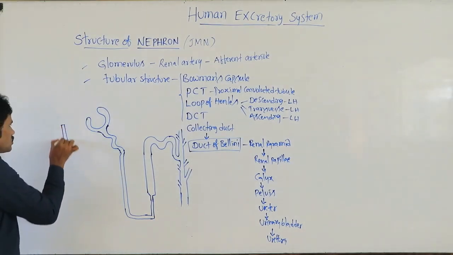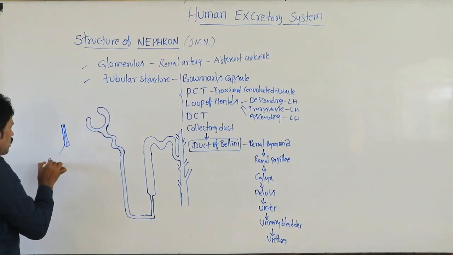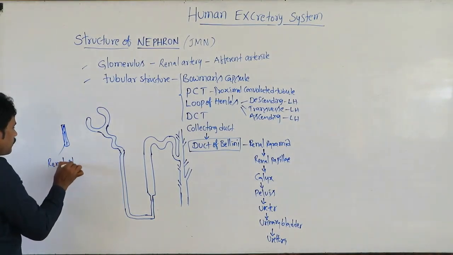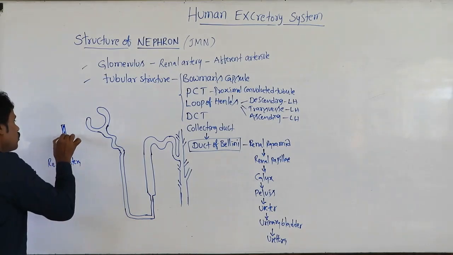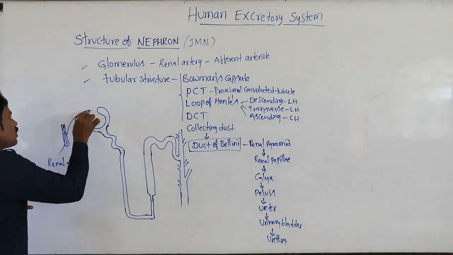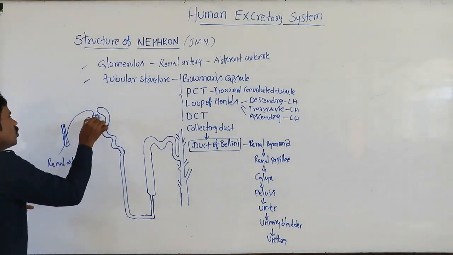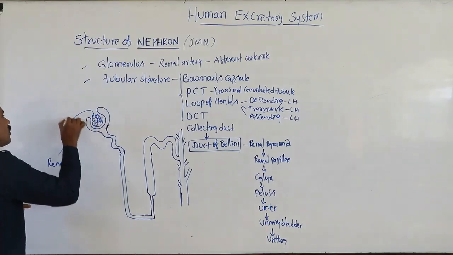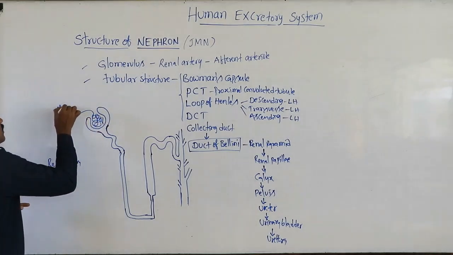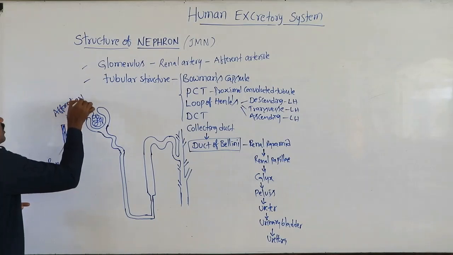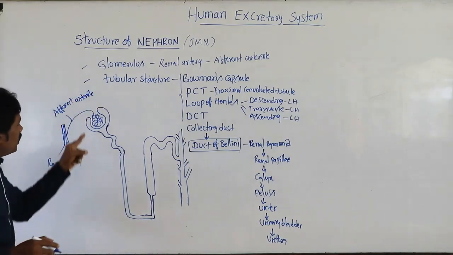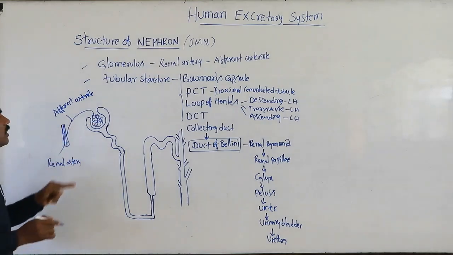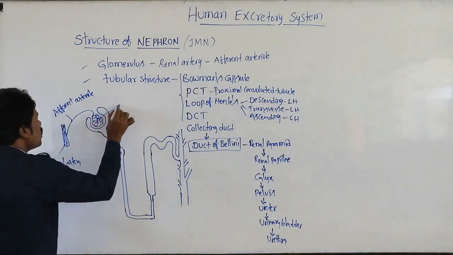This part we call the renal artery. From the renal artery, one blood vessel comes out. The name of that blood vessel we call the afferent arteriole. This part we call the afferent arteriole.